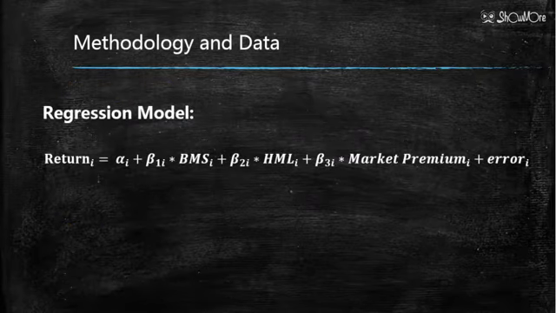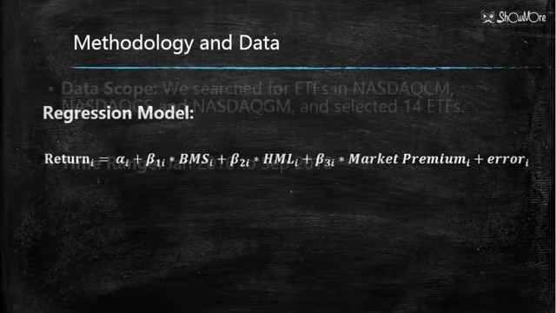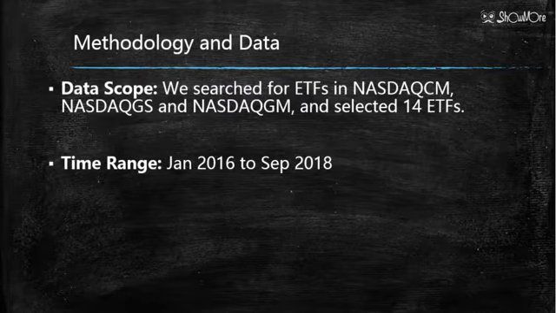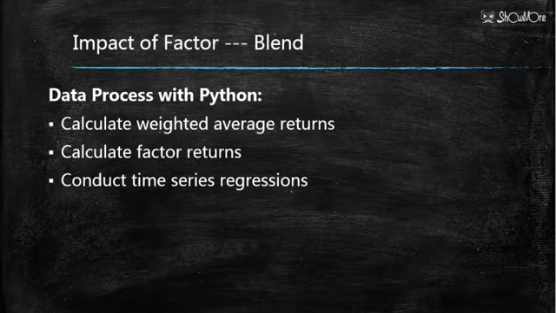And this is our regression model. We run regressions to test the coefficient for each factor. As for data, we carefully searched for ETFs in several markets and selected 14 ETFs. We used the price data from January 2016 to September 2018. After processing all the data, we moved on to test the impact that different factors have.